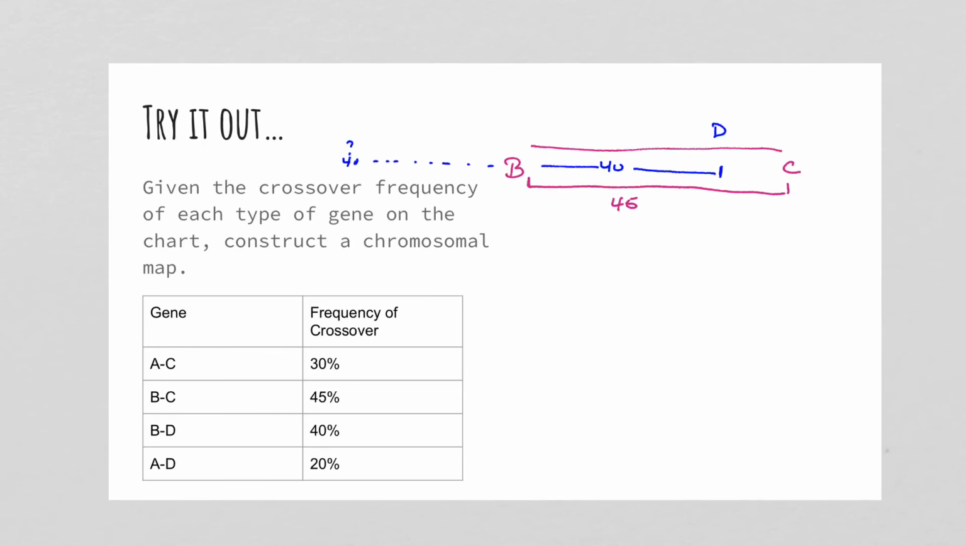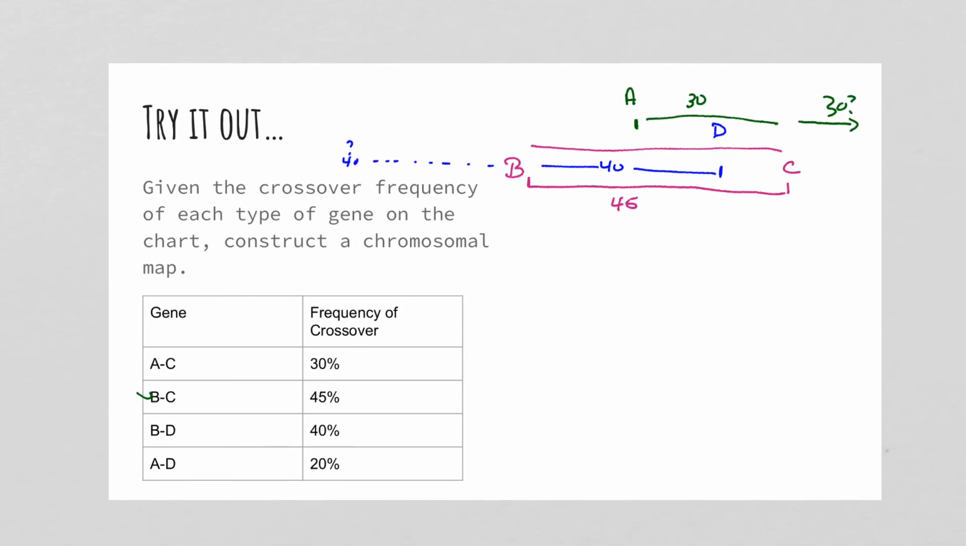A and C are 30 map units away. So if A and C are 30 map units away, again, A can be over here for 30, or it can be all the way on this side for 30. We're not really sure, so we'll use some other data to help fill this out. So we have A and C, we have B and C, we know that. A and D are 20 map units away. So let's do a little math here.